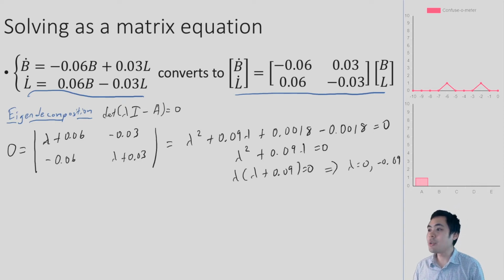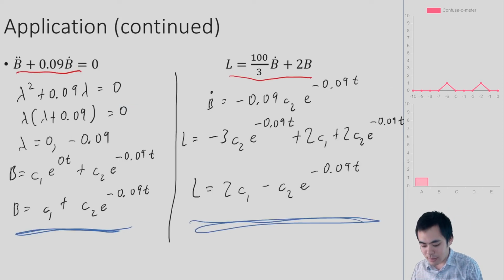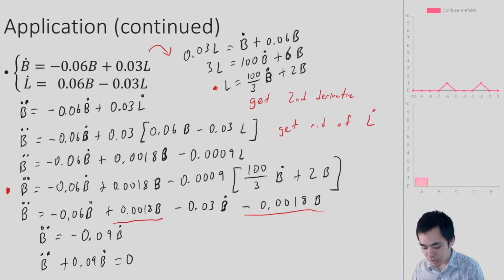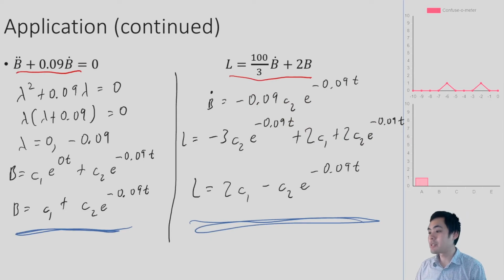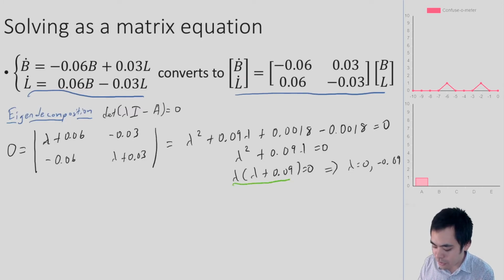Notice that the equation we got here for the characteristic polynomial is exactly the same as the equation we got back here. Lambda squared plus 0.09 lambda. If the determinant of A minus lambda I is equal to 0, then the determinant of lambda I minus A is equal to 0. You can do it either way; it's just the negative sign. So notice that the equation we get here is precisely the same as the equation we get when we solve it as a matrix to solve for the eigenvalues. And this is exactly why we call them eigenvalues.